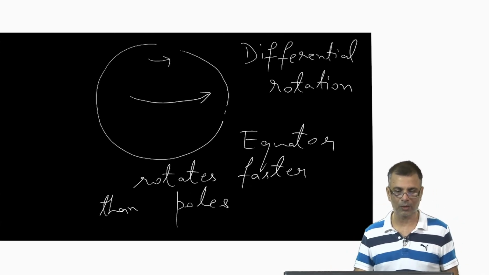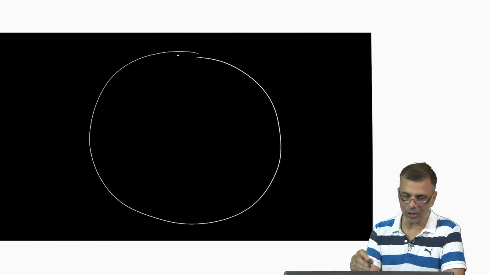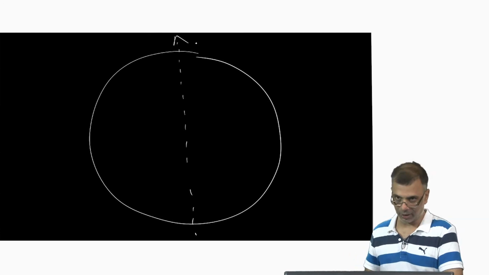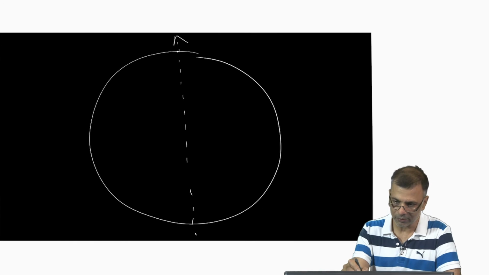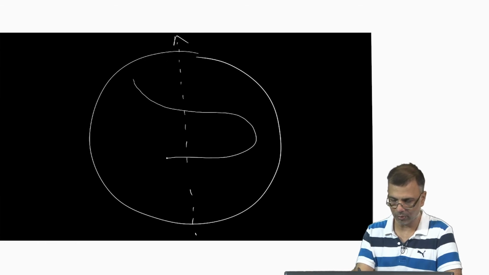This is one of the main observational pieces. Now what does this do for us? Again, let me try to draw a circle like that. Imagine an initially, you always have to start with a seed field, an initially z-directed magnetic field. Now the equator, this part, is rotating faster than this part. So what will happen is this field will get distorted into something like this.